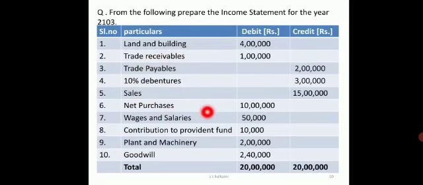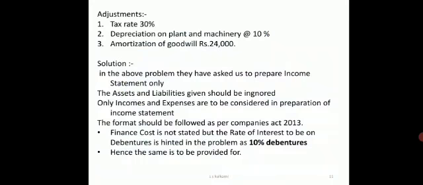From this we are going to prepare an income statement or profit and loss statement. The adjustments given are tax to be deducted at 10%, depreciation on plant at 10%, amortization of goodwill is 24,000. So this is the problem. Just take down the problem and the adjustments.